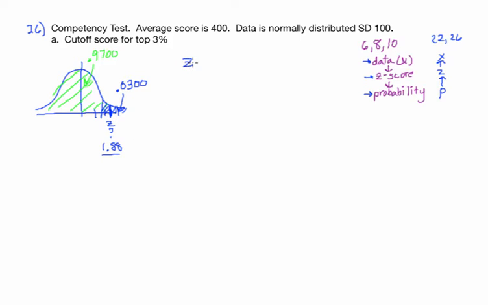So now that we know that our z-score is 1.88, now we have to use the right formula to turn our z-score into a data value. The formula to turn a z-score into a data value is you take the z-score, times it by the standard deviation, plus your mean.